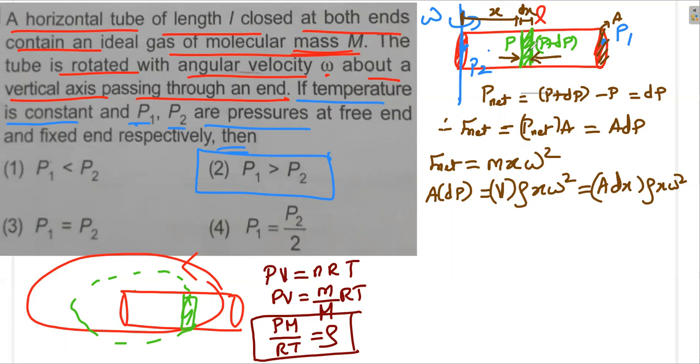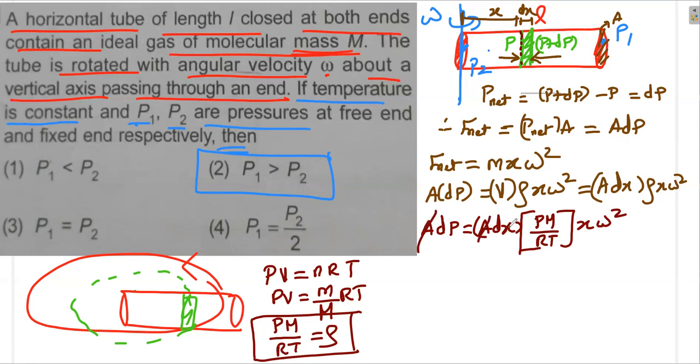I'm going to assume the density is almost constant for this full layer. It's a very thin layer, so you don't have to worry about the changing density. So the density at this end, which is the pressure P at that point into M by RT, is almost uniformly the same everywhere. It's very thin. That's the whole point. So for density rho, I can write A dP is equal to A dx, the density part, rho is PM by RT, the pressure at this end, molar mass, by RT, into x omega square.